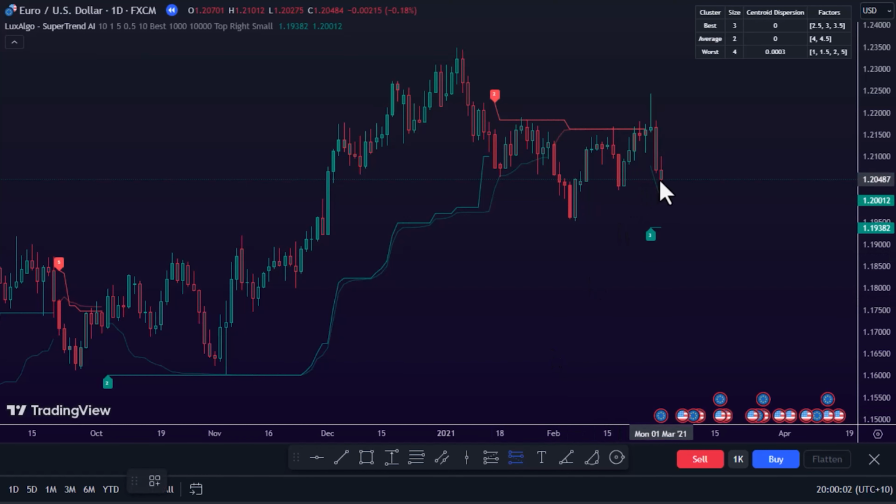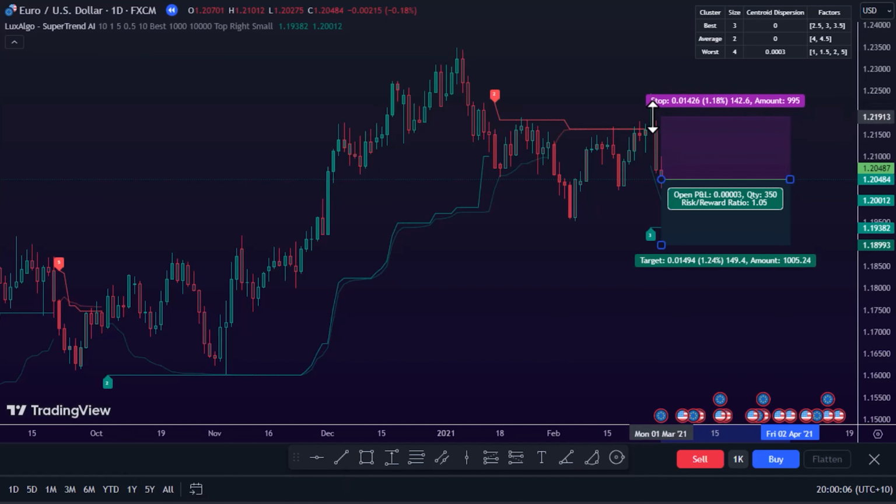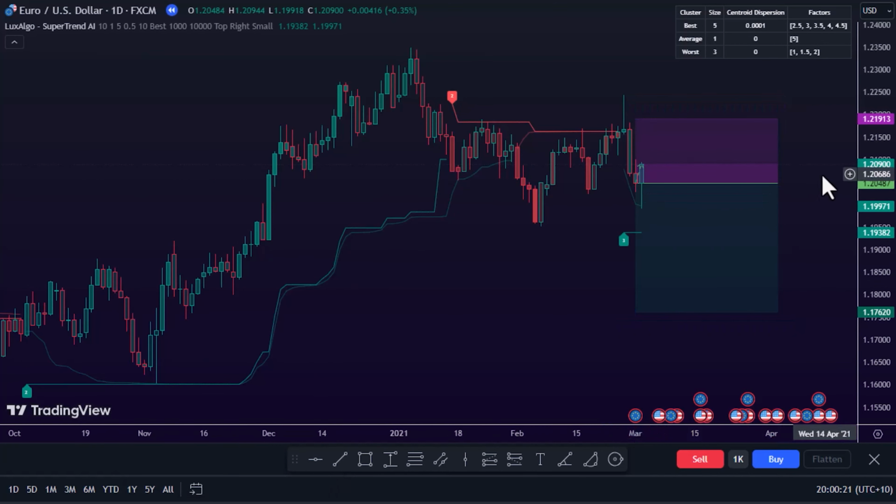Step 4. Execute a sell position at the close of the strong bearish rejection candlestick. Place stop loss above the red trailing stop. Traders should exit the sell position whenever the price closes above the red trailing stop in the newly formed downtrend.